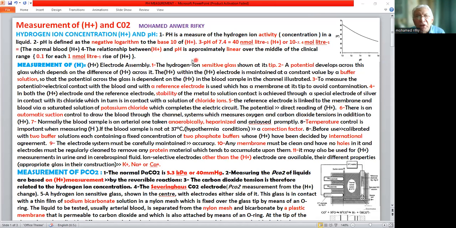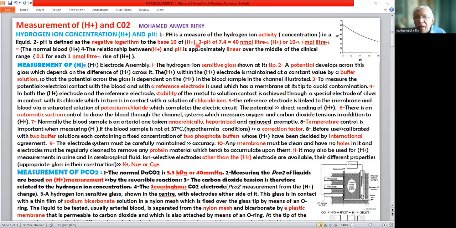Today we will discuss measurement of hydrogen and CO2 level. Hydrogen ion concentration and pH. pH is a measure of the hydrogen ion activity, or concentration, in liquid. It is defined as the negative logarithm to the base 10 of hydrogen ion concentration.